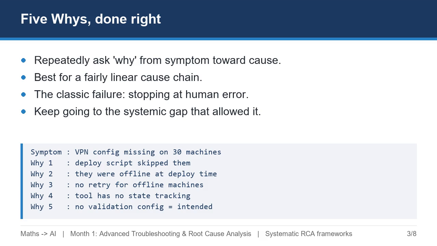5 whys repeatedly asks why to walk from symptom toward cause. It suits problems with a fairly linear chain. The classic failure is stopping at human error: the tech forgot the config. That's a symptom of a systemic gap, not a root cause. Keep asking why. Why did the system let them forget? Why did nothing catch it? The useful root cause is the systemic gap that let the error happen and go undetected, never the person.